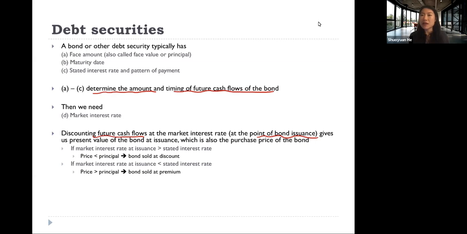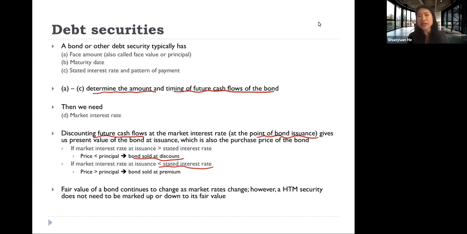Because the bond is sold at a price that is smaller than its face value, the bond is sold at a discount. And in the opposite situation, if the market interest rate is smaller than the stated interest rate or the coupon rate of the bond, the price is going to be higher than the principal or the face value of the bond. And then we call it a bond sold at a premium.